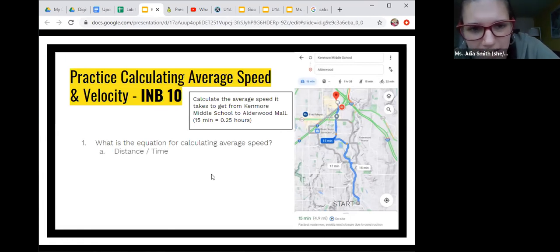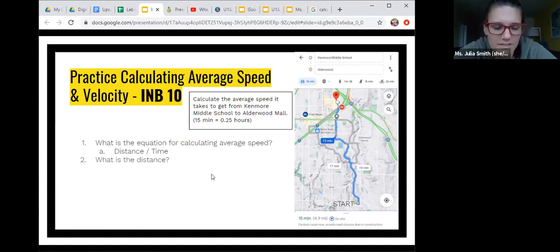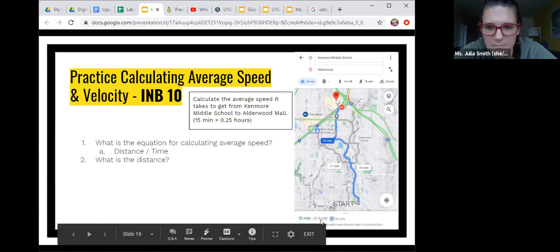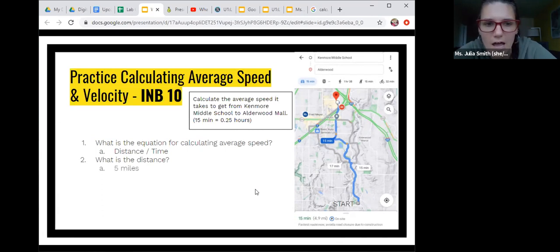Hopefully you said distance divided by time. That is the equation for calculating average speed. So for this investigation, what is our distance? Well, we can see our distance down here at the bottom of the map, 4.9 miles. We're going to round to 5 miles. Next unit we need is the time it takes to travel that distance, and we have that right down there at the bottom as well.